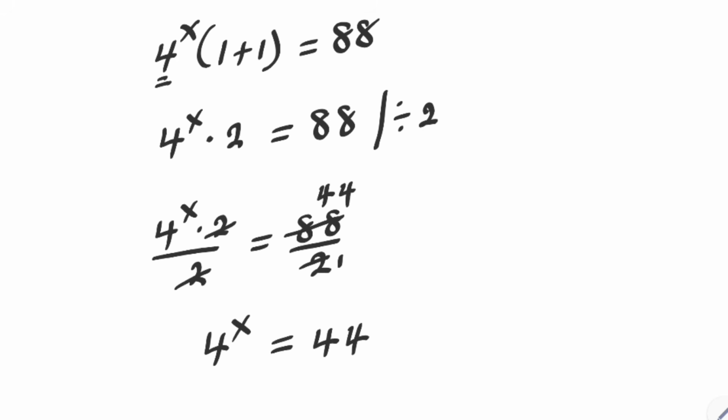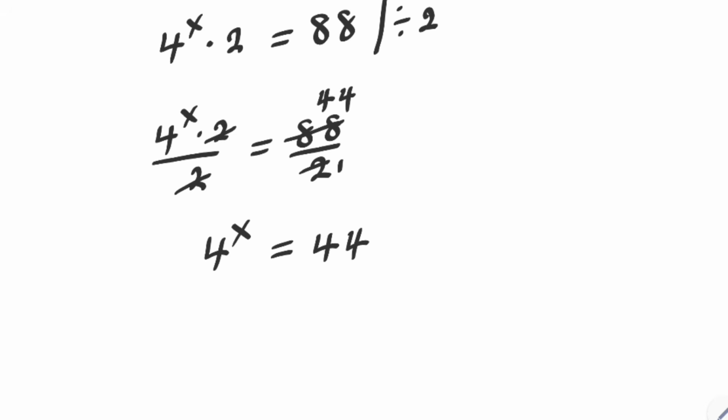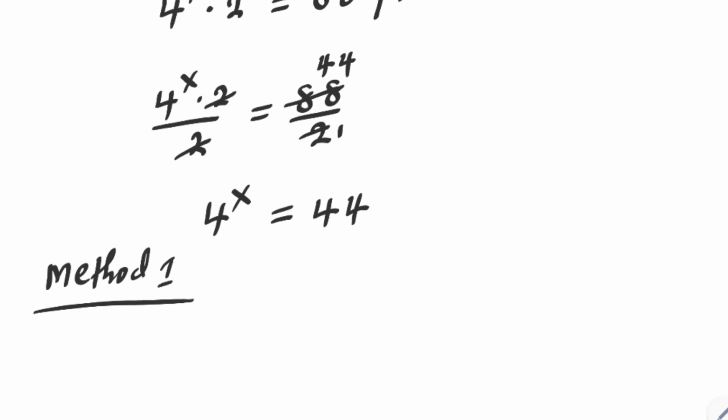Let us take the log on both sides of this equation, but at this point we're going to solve this problem in two different ways using the method of general logarithm and natural logarithm. Now let's consider the first one called method 1. If you take the log on both sides of this equation, we have log 4 raised to power x is equal to log 44.